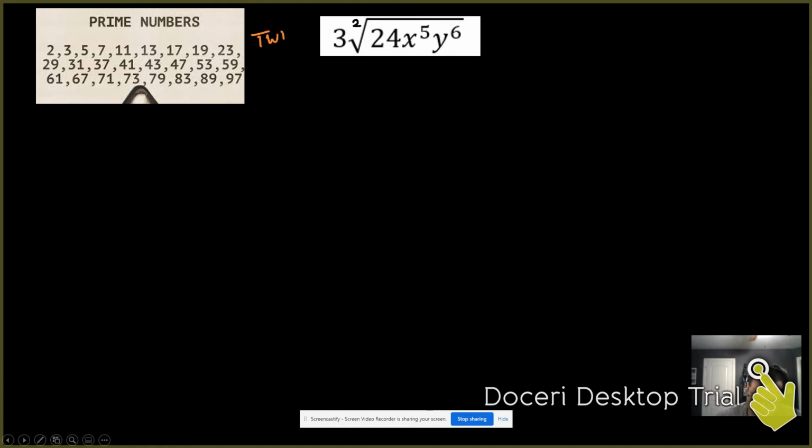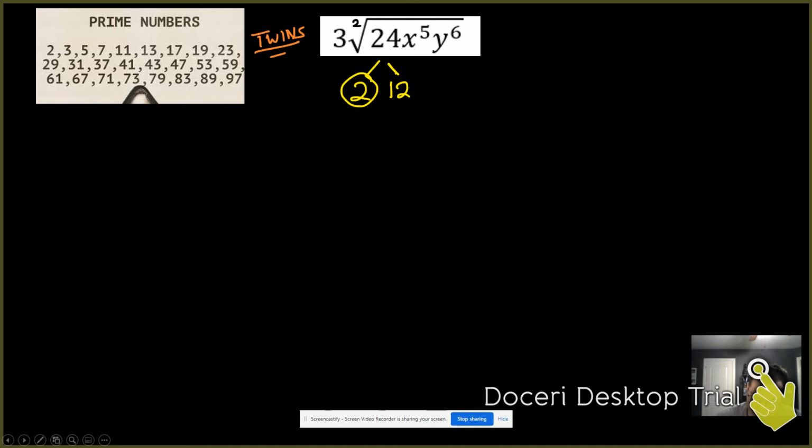So that means we are looking for twins, 2 of the same number, to be able to escape the radical. So let's go ahead and start our factor tree. Remember, we need to start with a prime number. It is even, so let's go ahead and divide by 2. 24 divided by 2 is 12. 2's in the list. Circle that guy.